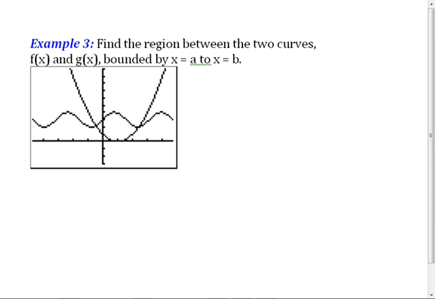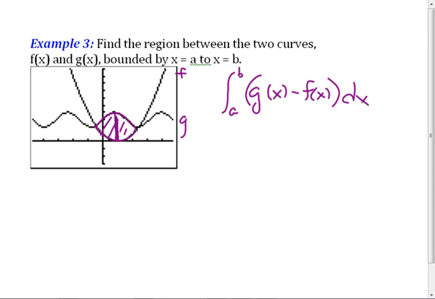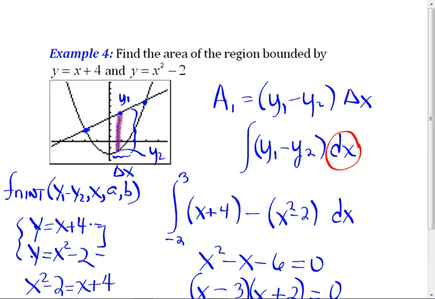So what's the answer here? I want this region right in here. Put your slice in. So it's the integral from A to B, and let's call this one G and this one F. Which one's going to go first, G or F? So it's G of X minus F of X dx. That's it. That leaves you one problem to do.